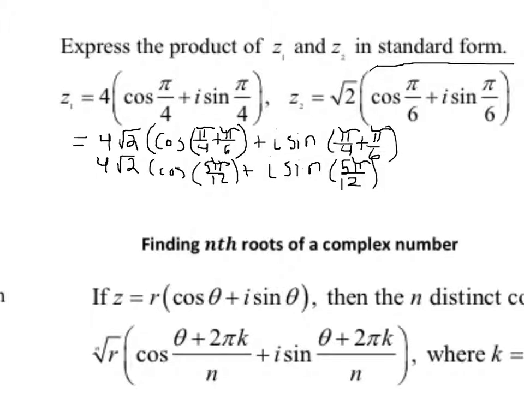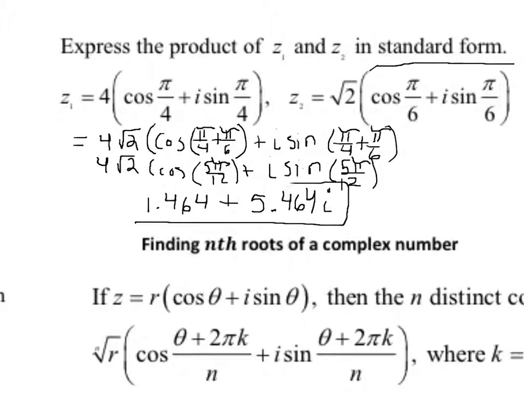So if you do 4 square root 2 times cosine of 5 pi over 12, you get 1.464 plus 5.464i. Okay? So there we go. Let's take a look at another problem.